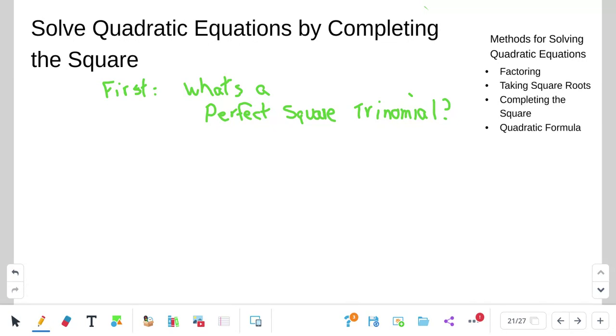But first, I've got a question to ask that I need to make sure you understand, and that is, what is a perfect square trinomial? Well, you probably know what a perfect square is. 16 is a perfect square because you could square 4 and get there. 36 is a perfect square because you could square 6 and get there. 144 is a perfect square because you could square 12 and get there. Well, a perfect square trinomial is a trinomial that you can get to by squaring. Let's take a look at some examples.